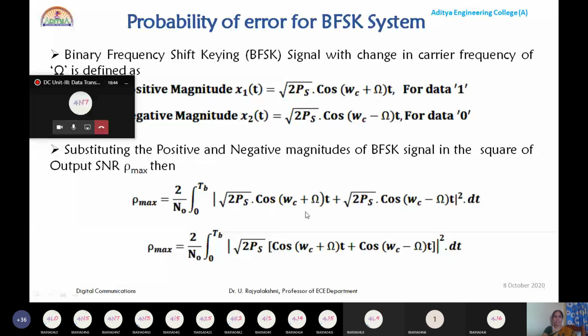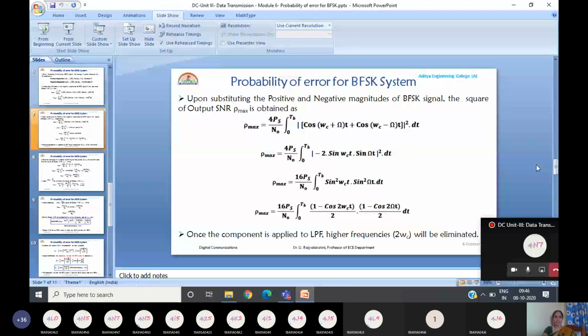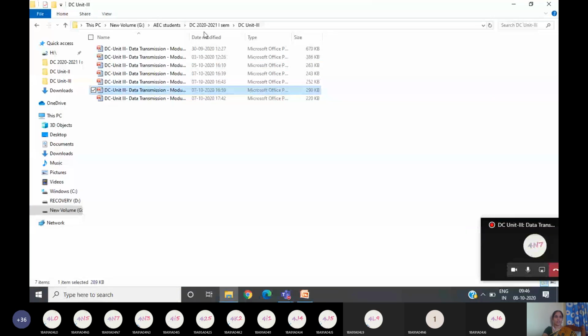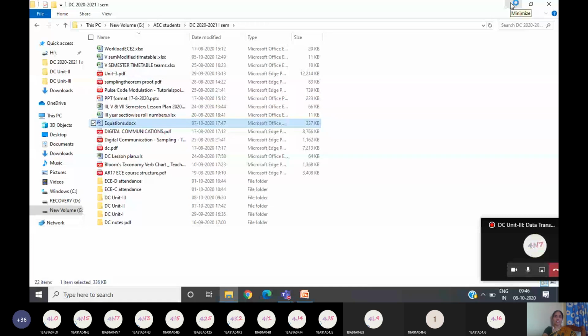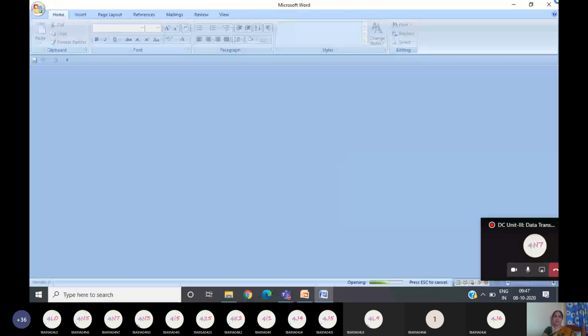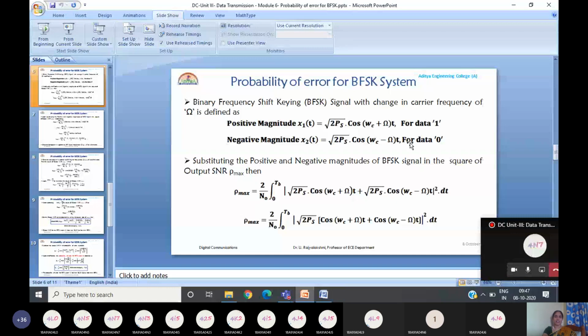Please wait for 1 second. Please substitute the values of x1 of t and x2 of t. What is x1 of t? Root over 2 Ps cos omega c plus omega multiplied by t, and similarly if it is negative magnitude you will have root 2 Ps cos omega c minus omega multiplied by t. So that is the decrease in the carrier frequency.